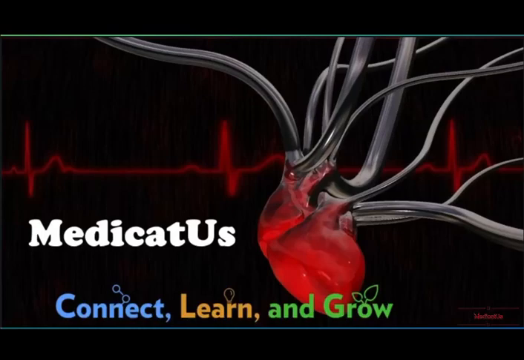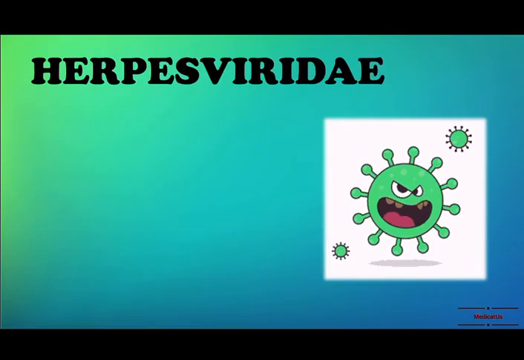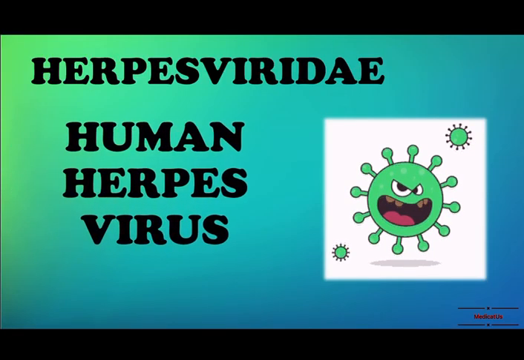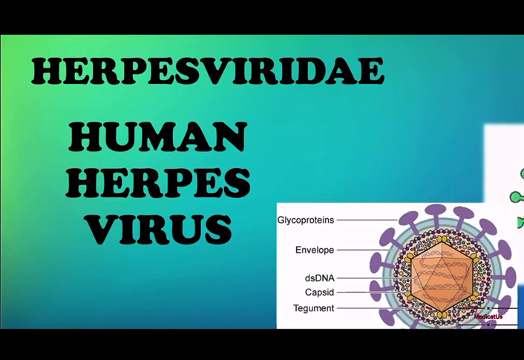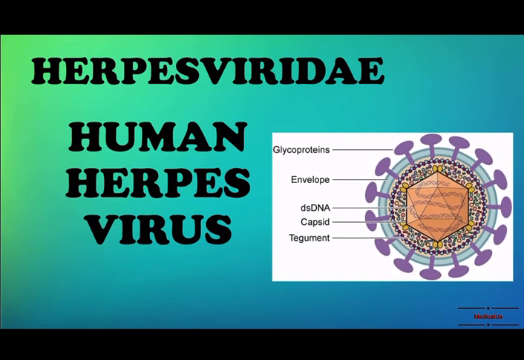In this video, we will be discussing the Herpesviridae family, also known as human herpes virus. It has icosahedral symmetry and double-stranded DNA. We know that the largest DNA viruses are the pox virus. And after that comes the human herpes virus, ranging from 150 to 200 nanometer.